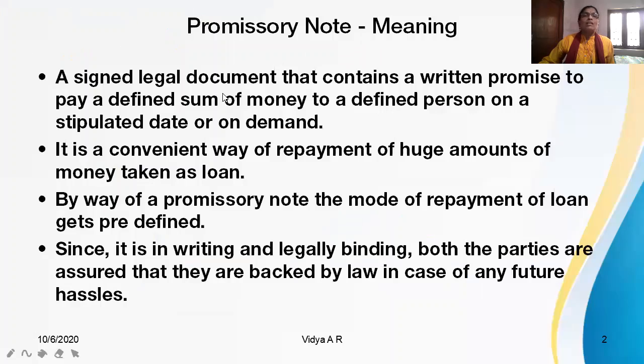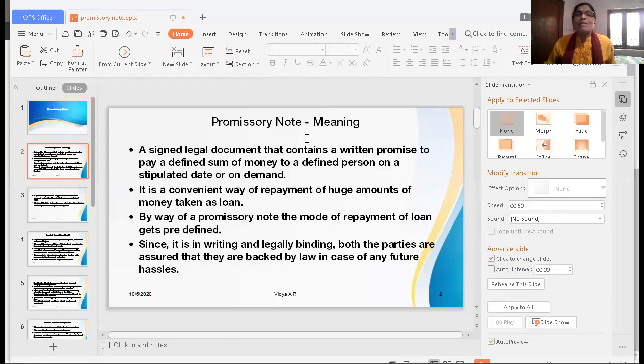So first of all comes the meaning. What is the meaning of a promissory note? Meaning is what we must understand first. It is a signed legal document that contains a written promise to pay a defined sum of money to a defined person on a stipulated date or on demand.